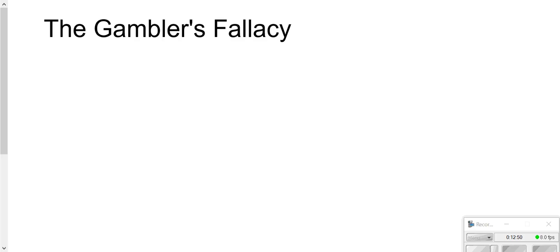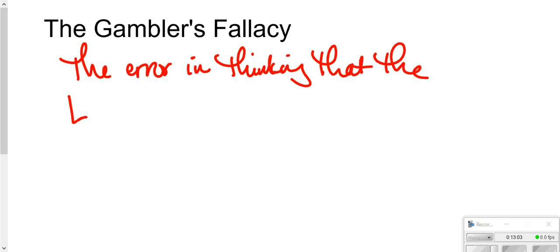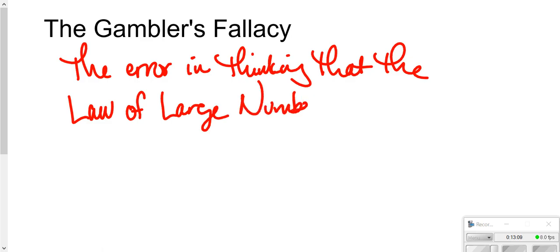So the gambler's fallacy is the error in thinking that the law of large numbers applies in the short run.